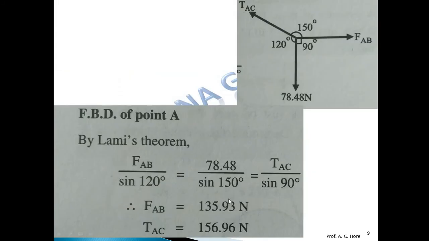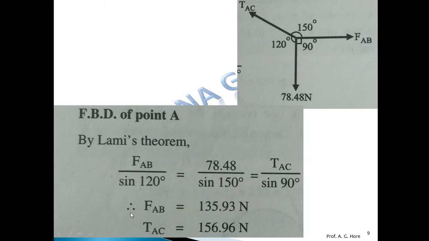Okay, so this is the FBD of the A joint. Okay, force in the AB, tension in AC, and this is the weight. So by Lami's theorem we can get the force in the spring AB and tension AC. By applying Lami's theorem, find out the angle between the two forces, do the calculation, and find out the force in AB and tension AC.